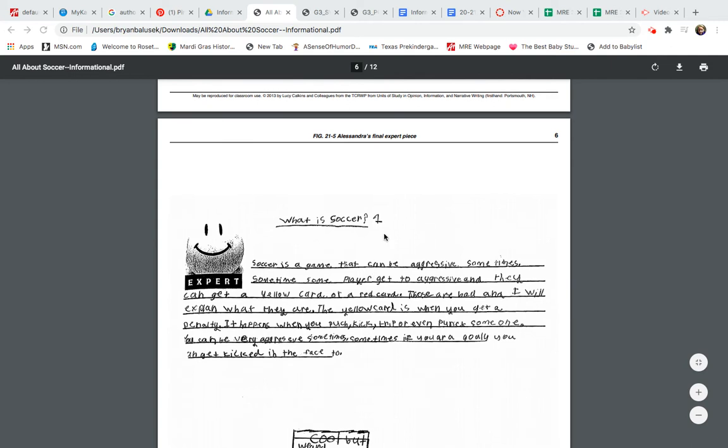Okay, what is soccer? Chapter 1. Soccer is a game that can be aggressive sometimes. Sometimes some player gets aggressive, then they get a yellow card or a red card. Those are bad, and I will explain what they are. The yellow card is when you get a penalty. It happens when you punch or kick, trip, or even punch someone. You can get very aggressive sometimes. Sometimes if you are a goalie, you get kicked in the face.